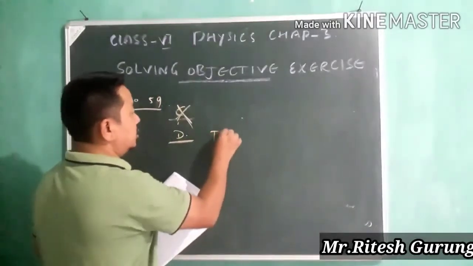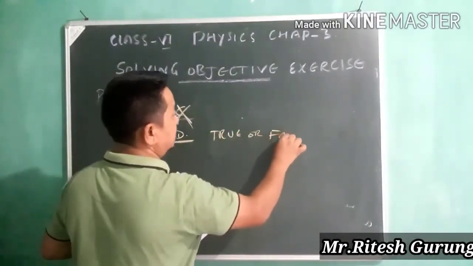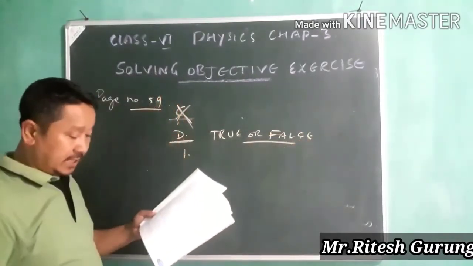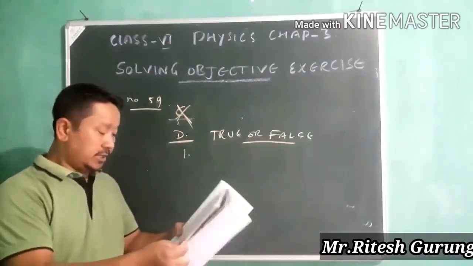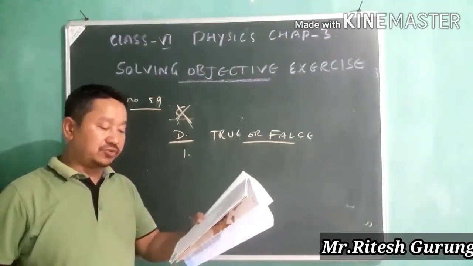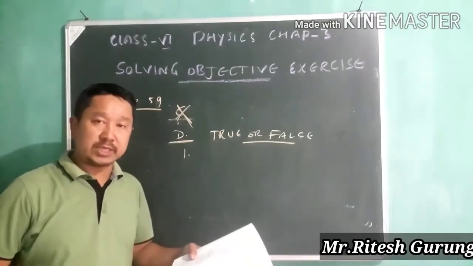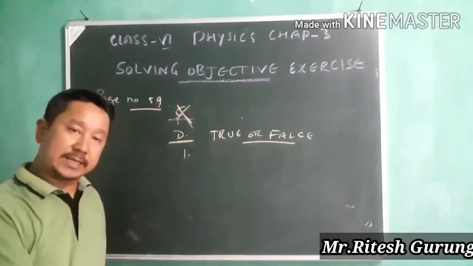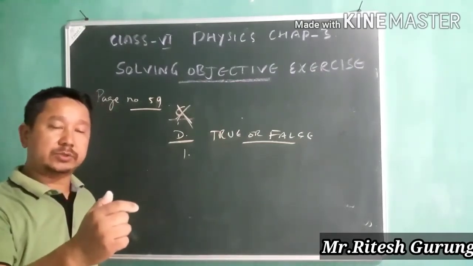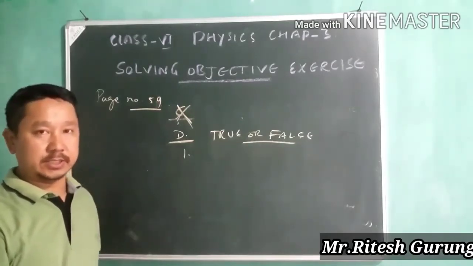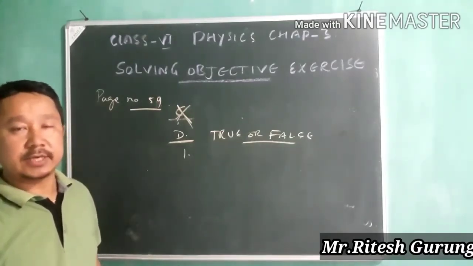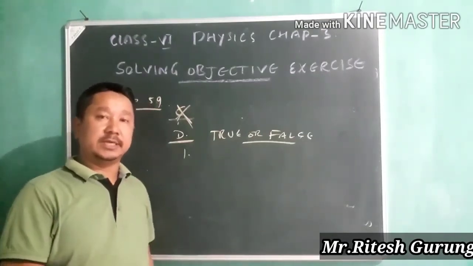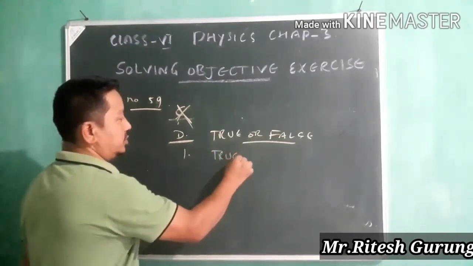Right, true or false? Okay. Number 1, what is there? The frictional force is always equal and opposite to the applied force. Frictional force is always equal and opposite to whatever force you have applied there. The same amount of frictional force will be produced, but in the opposite direction. So it is true.